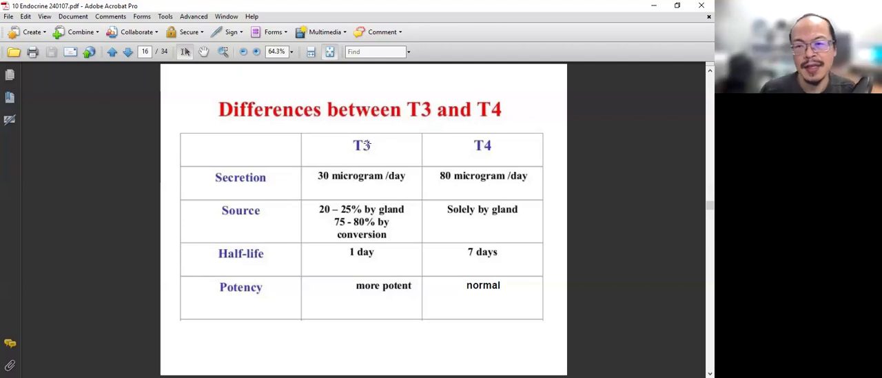So the situation is that, let me show you here. How do we tell the difference? What's the difference? The answer is one sentence. T3 is more potent, but T4 is more abundant. You can see this in the exam, okay? Which of the following describes the difference between T3 and T4? T3 is more potent and T4 is more abundant. All right.